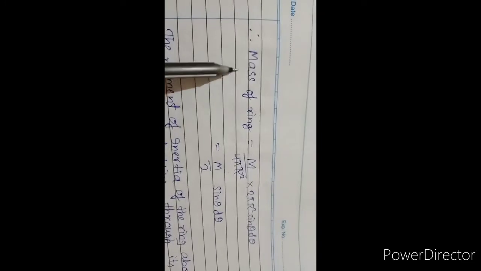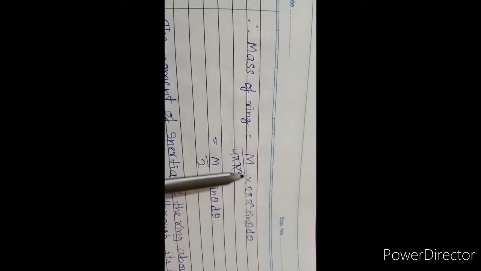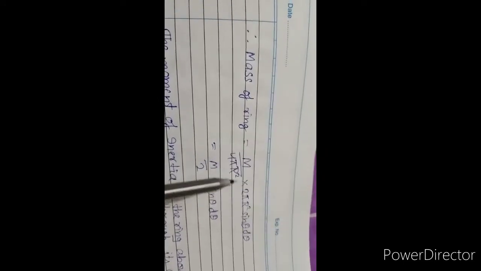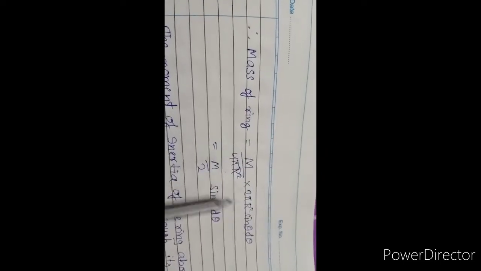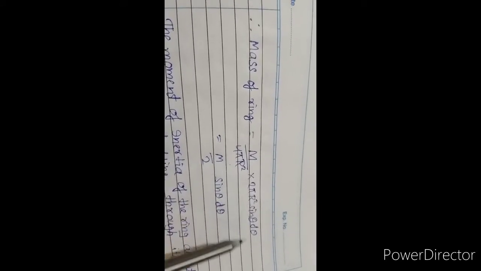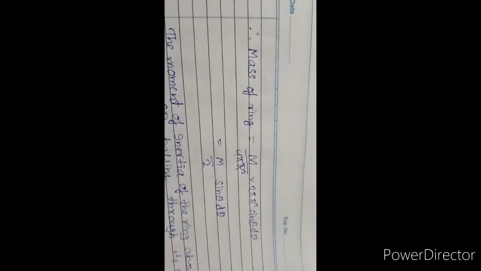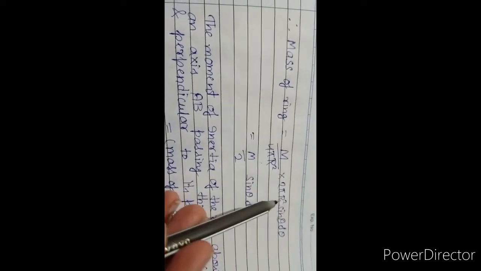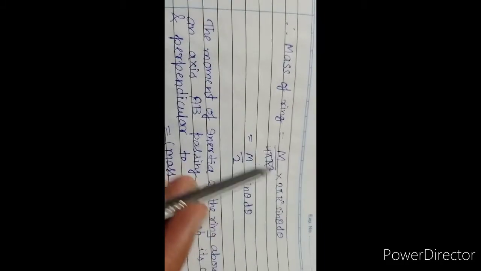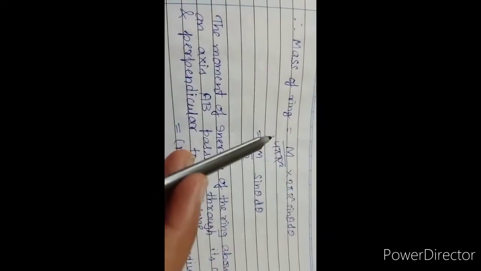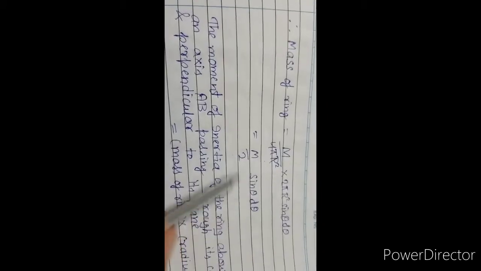Then we can find the mass of the ring. We have already calculated that the mass per unit surface area of the sphere is m upon 4 pi r square, and the area of the ring is 2 pi r square sin theta d theta, as we calculated on the previous page. So pi r square will cancel here, and 2 will cancel with 4, as 4 by 2 is 2. So m by 2 sin theta d theta is left.